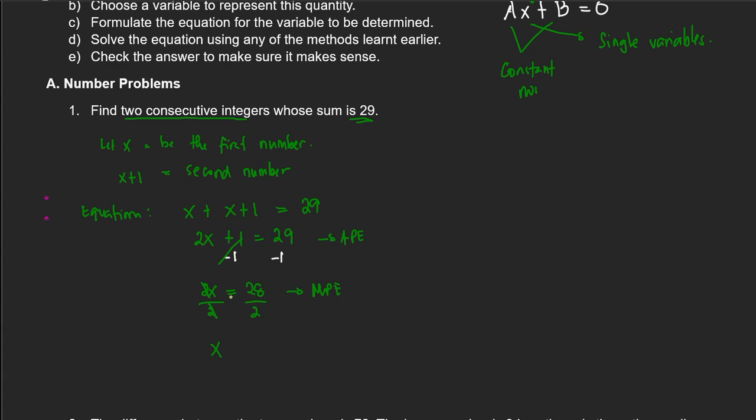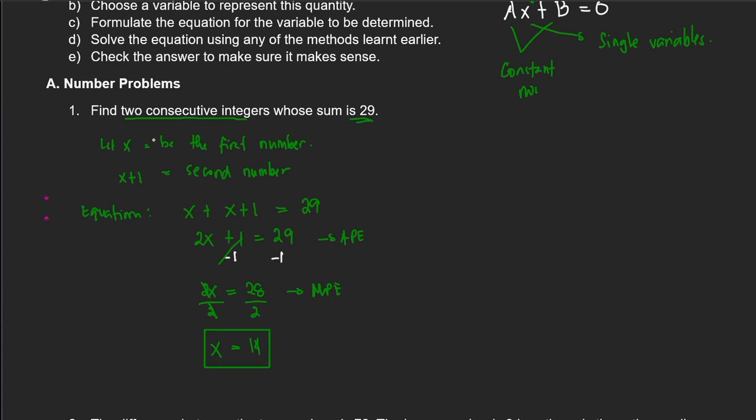Bakit naka-cancel out? Kasi 2 divided by 2, that is equal to 1. Then you multiply by x. So ang matira na lang is x. Right? Then equal. So 28 divided by 2, so that is equal to 14. So our value of x here will be equal to 14.